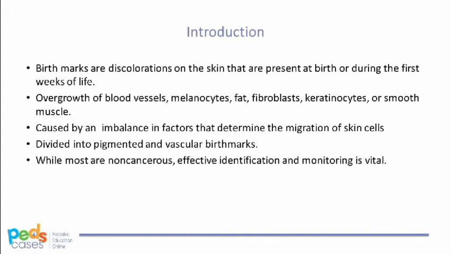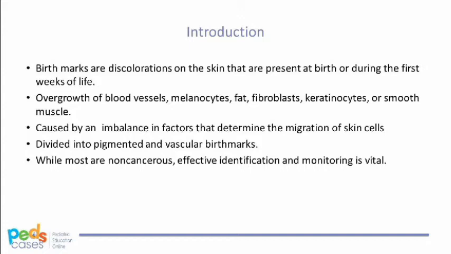Birthmarks are common discolorations of the skin that are present at birth or during the first weeks of life. Causes include overgrowth of blood vessels, melanocytes, fat, fibroblasts, keratinocytes, or smooth muscle. They involve an imbalance in factors that determine the migration of skin cells. Birthmarks can occur anywhere on the patient's body.